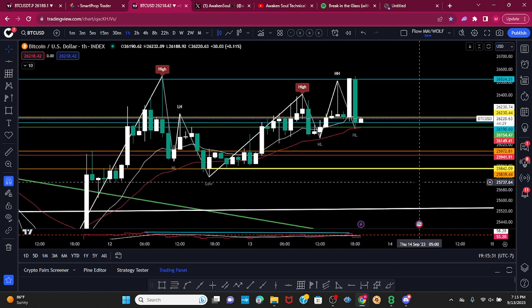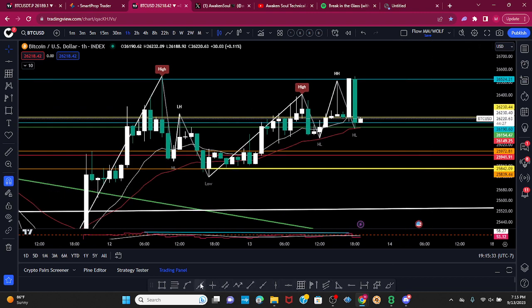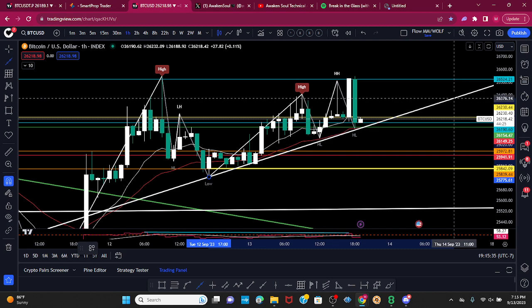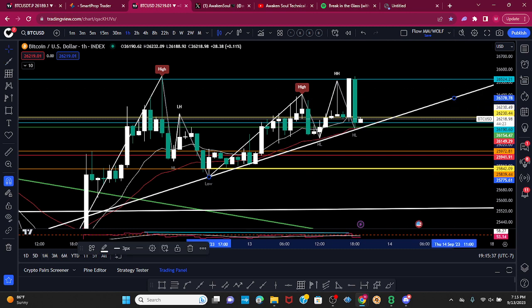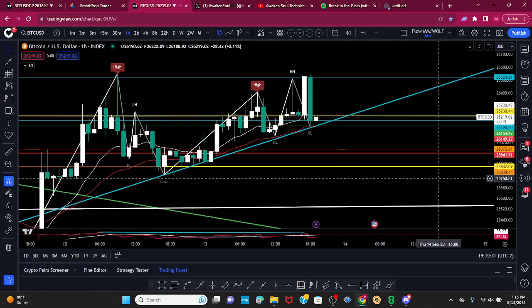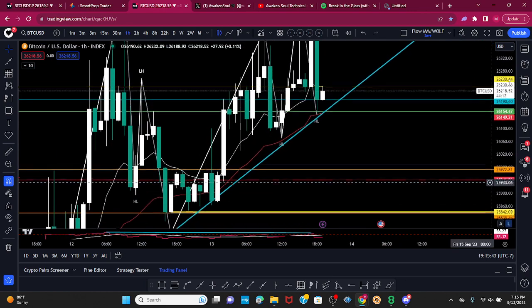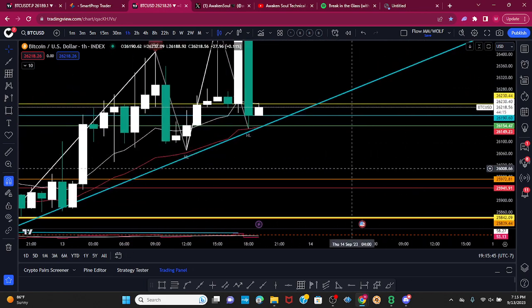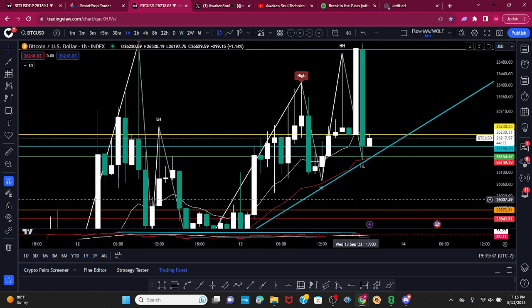And I'm just gonna connect trend lines again. This is gonna be my key support. Big support here, guys. And this is gonna be confluence with my 4 hours.